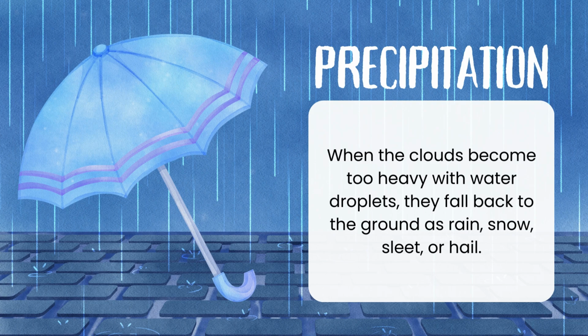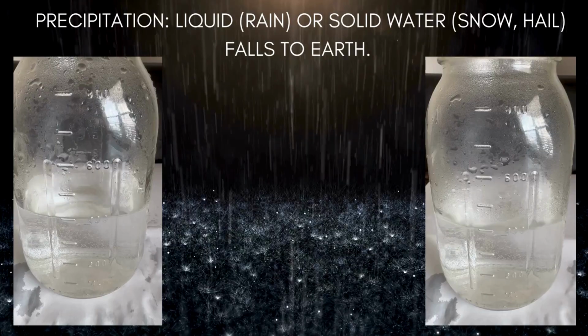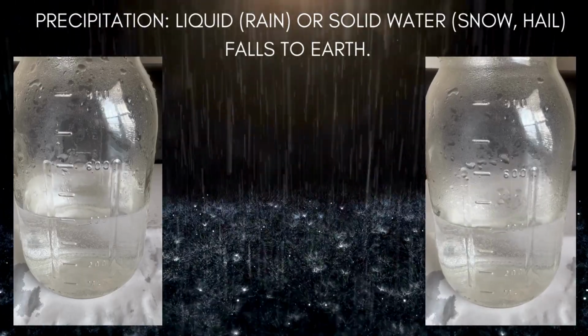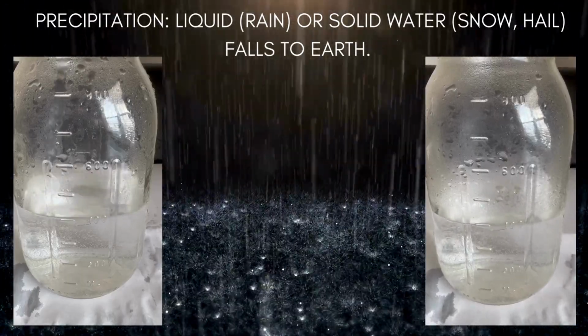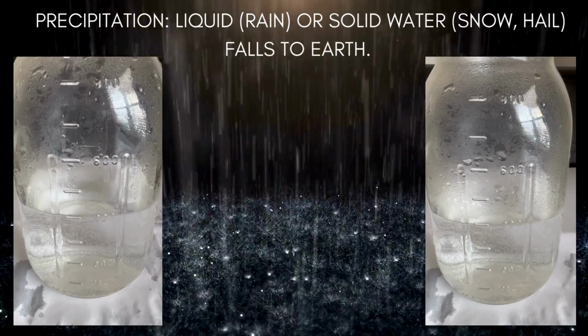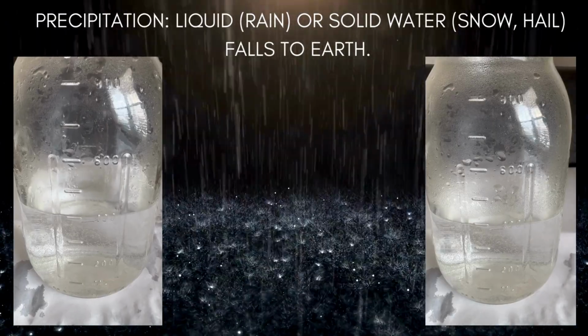Step 3. Precipitation. Finally, we have precipitation. As more water vapor condenses, the droplets grow bigger and heavier until they fall back into the jar as rain. And there you have it, the water cycle in a jar.